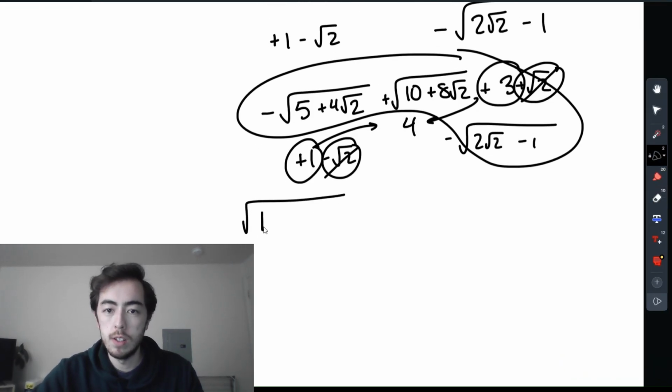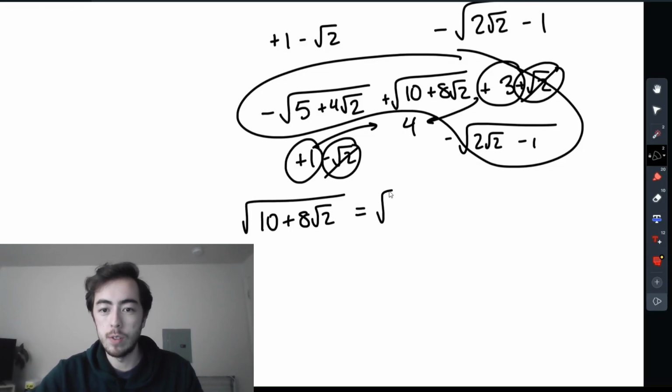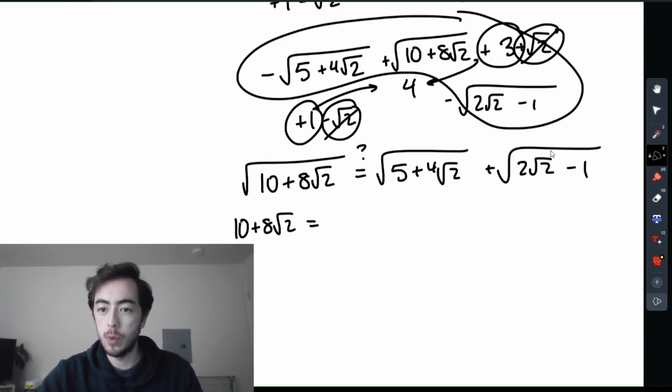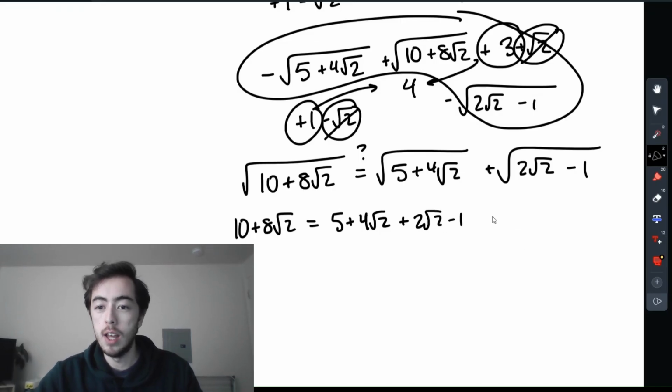This means that root 10 plus 8 root 2 must be the same as root 5 plus 4 root 2 plus root 2 root 2 minus 1. To prove that this is the case, maybe let's just square both sides. We'll get 10 plus 8 root 2 on the left. Squaring this, let's see, we'll get the square of the first term, which will just remove that square root sign. Square of the last term, which will also remove that square root sign. And then plus twice the product of both. Okay, so we have to multiply these together.